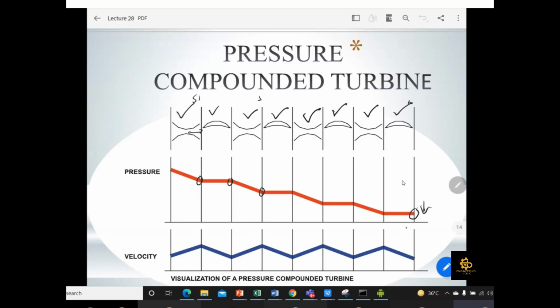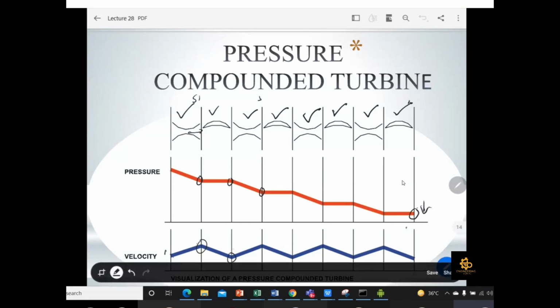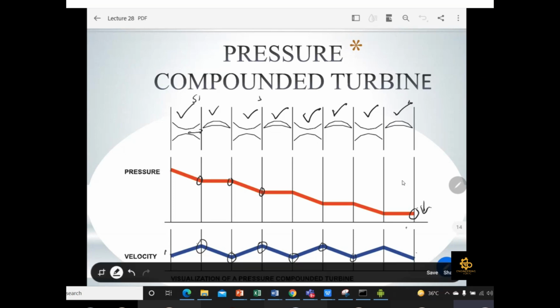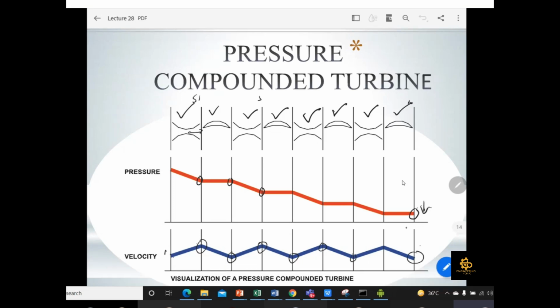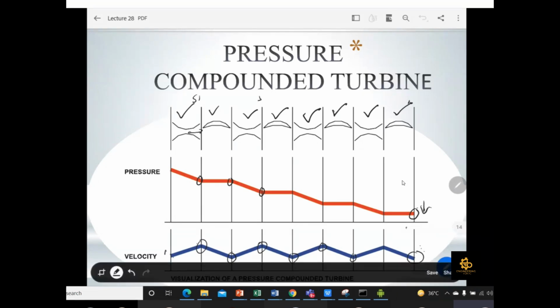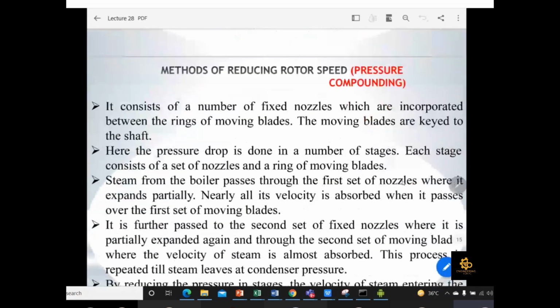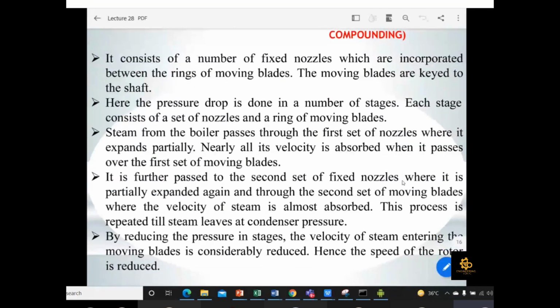Now we can see the velocity. At the end of the nozzle, the velocity increases. Then in the moving section, definitely there is absorption of kinetic energy, so the velocity decreases, again increases in the nozzle, then decreases, increases, decreases. In the same pattern, we get the reduced velocity, or the required value, by using the pressure compounding. So these are just procedures to reduce the turbine speed. This is just for your information, and this is theory, so you have to go through it by yourself. It is very simple and you can easily understand it.